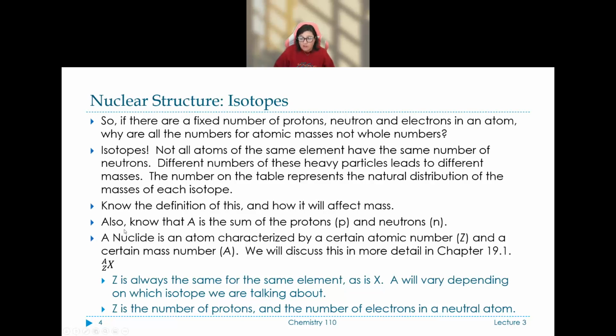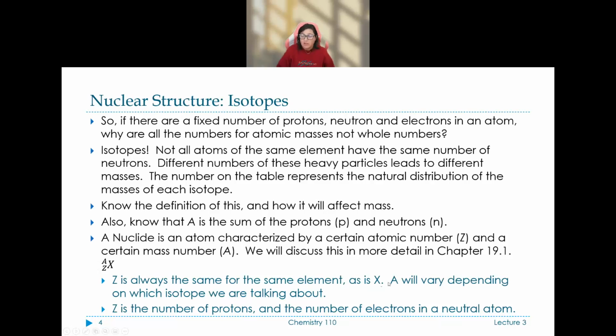Also know that A is the sum of the protons and the neutrons. You'll see what that A is in just a minute. A nuclide is an atom characterized by a certain atomic number, Z, and a certain mass number, A. We'll discuss this in more detail in chapter 19.1, and we do talk about that in this particular lecture. So, A, Z, X. Z is always the same for the same element, as is X.